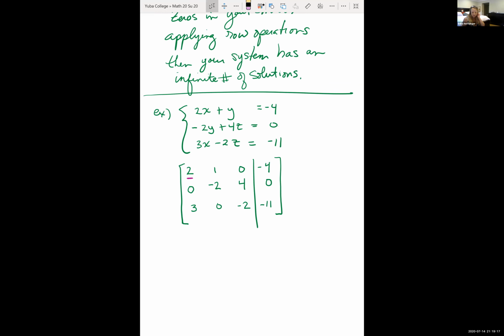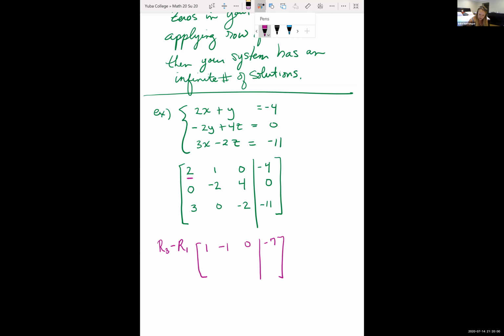would I write this? Let's look at row 3 minus row 1, right? 3 minus 2 is 1, and that would get us a 1 where we want it. So let's just do that real quick. So 3 minus 2 is 1. 0 minus 1, so that's -1. -2 minus 0, so that's 0. And -11 minus a -4. So -11 plus 4 is -7.